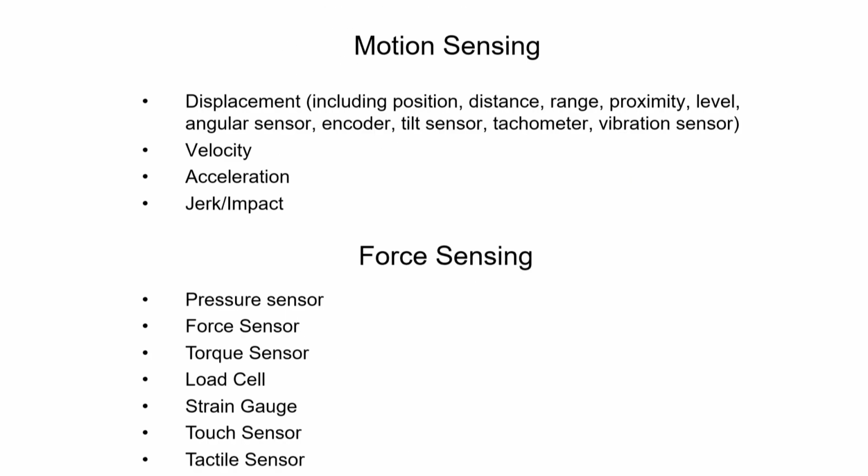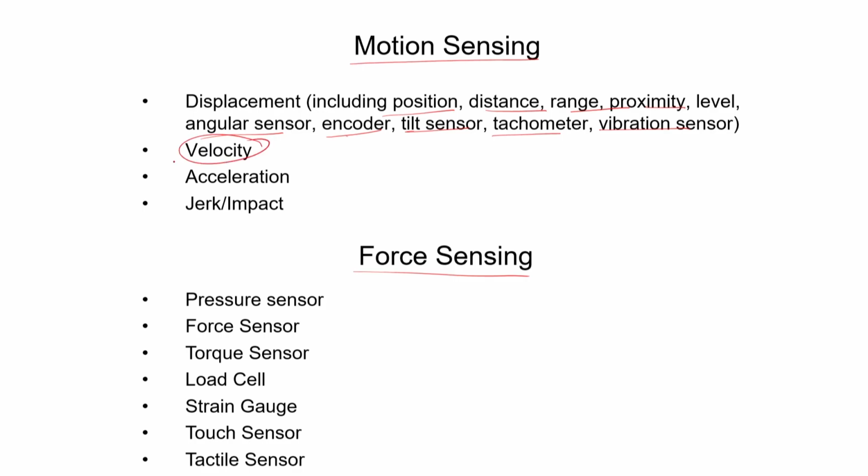Now, once you know the time, then you need to measure 2 important things from an engineering application point of view, and that is the motion sensing and the force sensing. This is where we will end today's discussion. So, motion sensing can be in terms of displacement sensing of various types like position, distance, range, proximity, level, angular sensor, encoder, tilt sensor, tachometer, vibration sensors. These are all different forms of displacement sensing. So, this is one way of sensing motion.